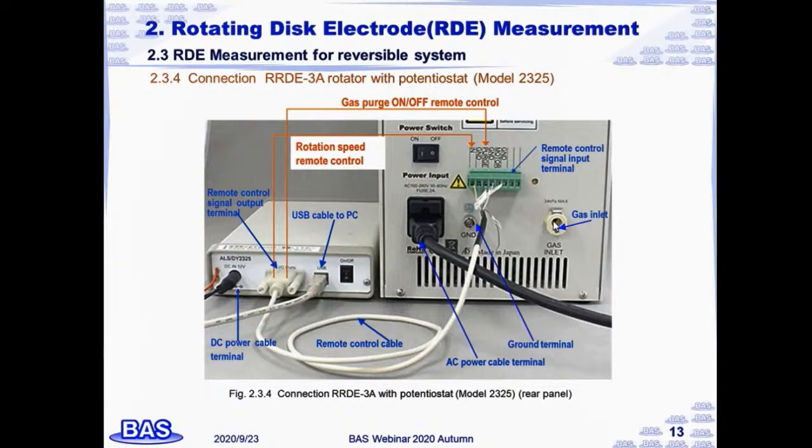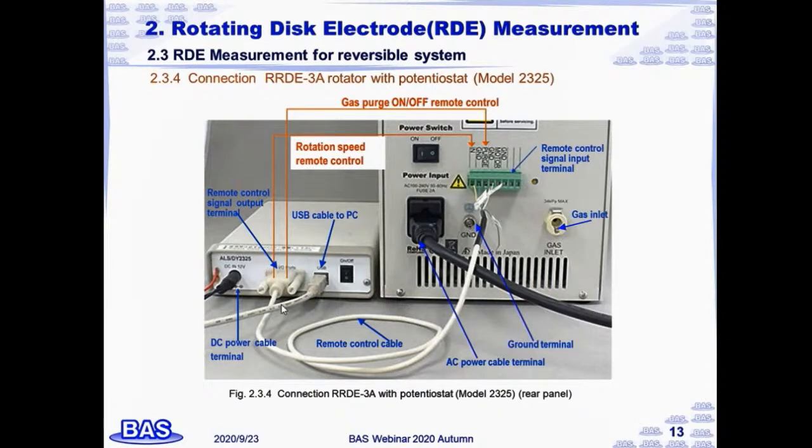From here, external gas enters and comes out from the gas purge tube in the front of the RD3A. This is the rotation speed control terminal, and this is the gas purge time remote control terminal. If they are connected with a remote control cable to the Model 2325 I/O port, the rotation speed and purge time can be remotely controlled by the Model 2325 software.